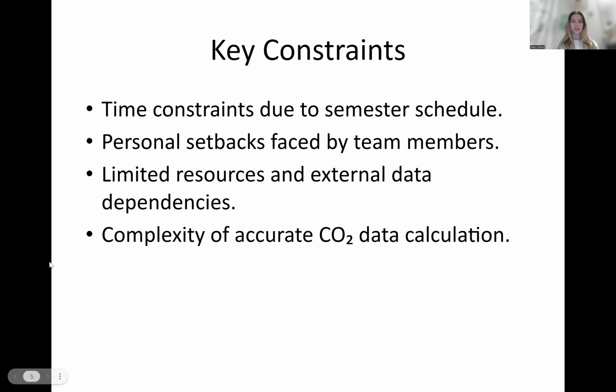A few key constraints that we had going into this: time was definitely a big factor due to the semester schedule. There were some personal setbacks faced by team members, which was me. I faced a lot of issues that set me back from getting some of the project done by a certain time. So that was definitely a constraint. Limited resources and external data dependencies. And lastly, the complexity of the accurate CO2 data calculation.